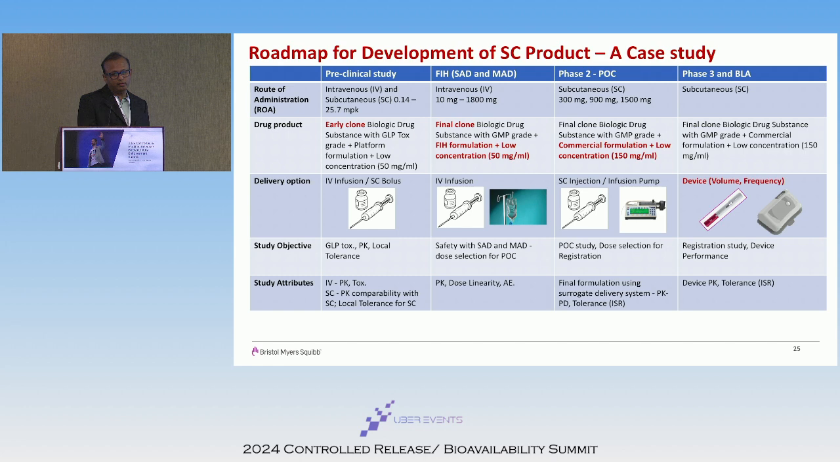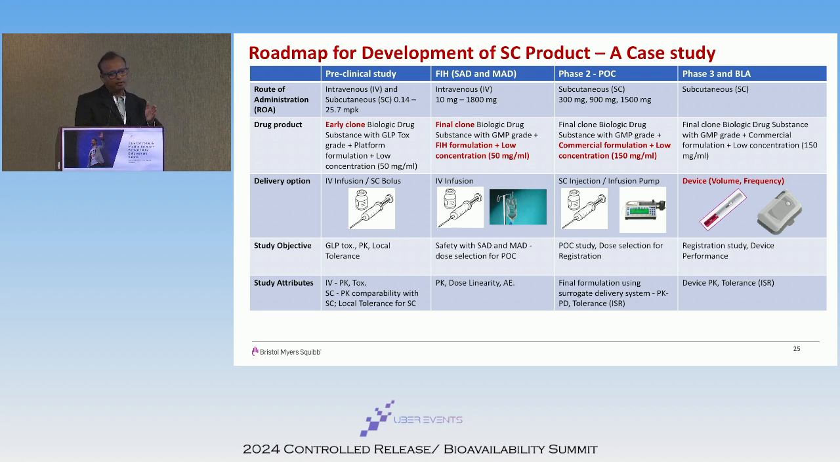But if the dose is low, we can use a 2 ml vial and syringe, or we can use an SC infusion pump. Then as we go along to phase 3, that is when the device comes into the picture. We know the dose, and we know what kind of device needs to be used. And then we test the device in a PK study.